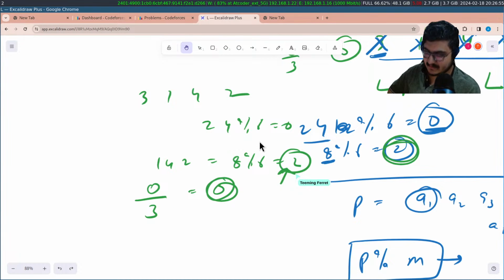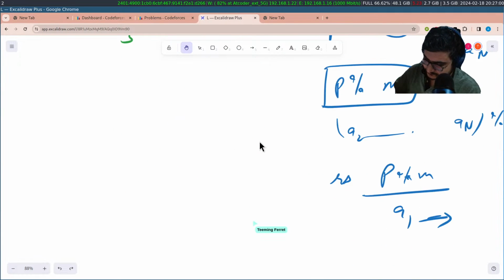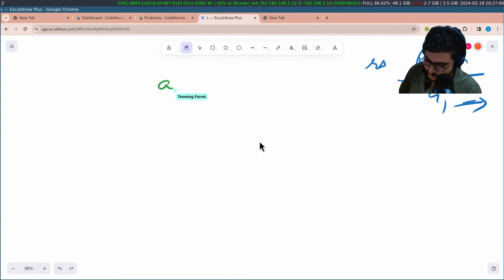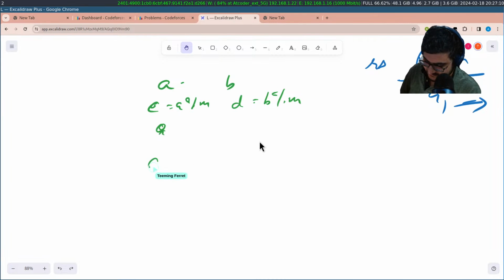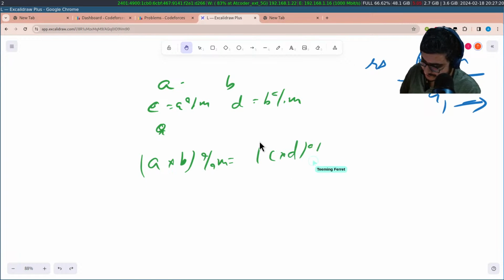So one way we can do this is: if you have two numbers, and let's say C is A mod M and D is B mod M, then we know that A multiplied by B mod M will be C multiplied by D mod M. This works.